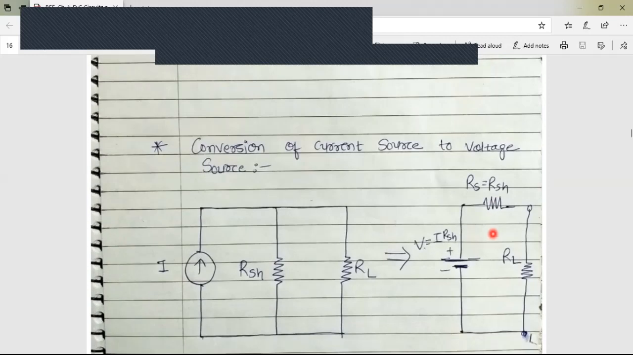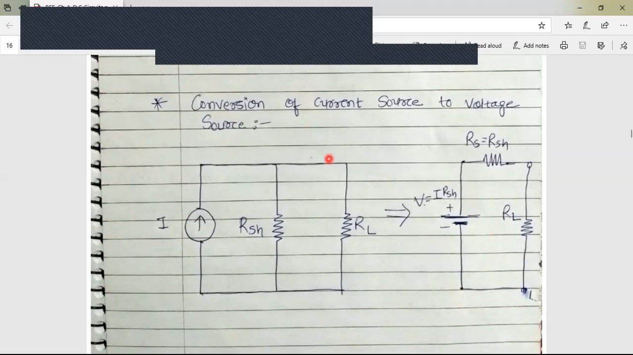In the same way here, current source to voltage source. This is the current source, and this is the parallel resistance with it, the shunt resistance. Now that current source is converted into the appropriate voltage source as follows. See here, the voltage is given by the current multiplied by the shunt resistance, the multiplication of these two, because V equals IR. But this shunt resistance now comes in series with this voltage source, and the load resistance remains the same.